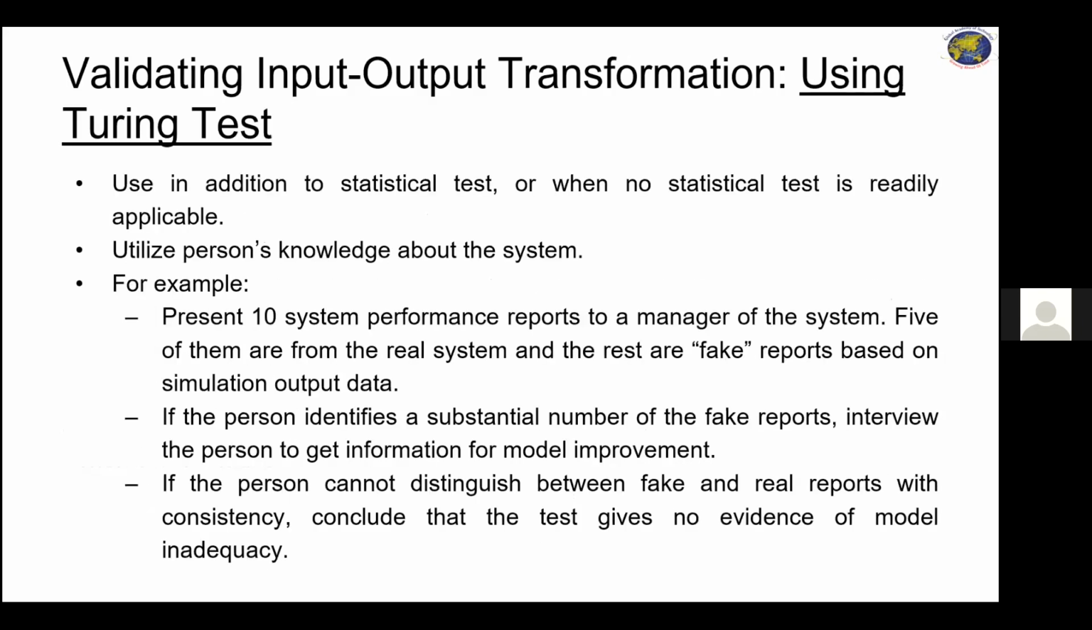Next, we have validating IO transformation using the Turing test. This is used in addition to statistical tests or when no statistical test is readily applicable. In this, we utilize a person's knowledge about the system. The example given here is that we present 10 system performance reports to the manager of the system. 5 of them are from the real system and 5 are fake reports based on simulation output data.